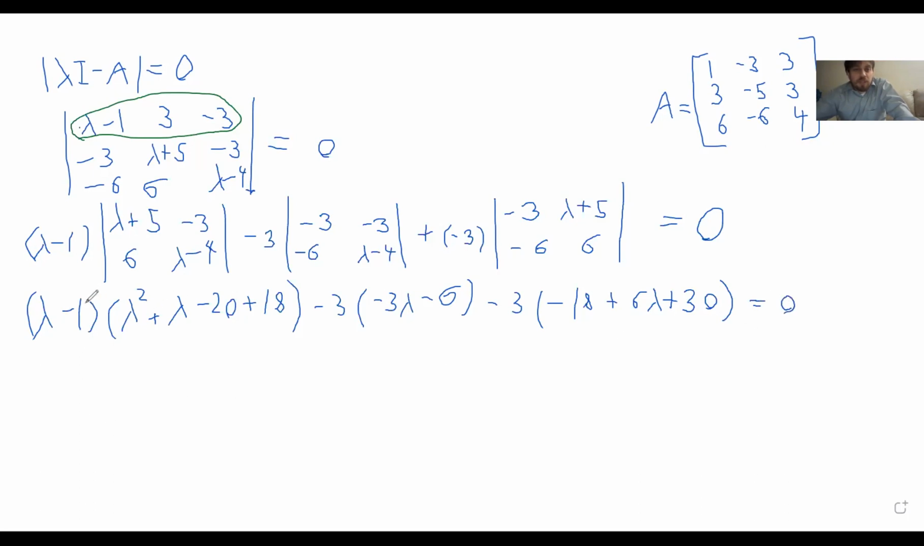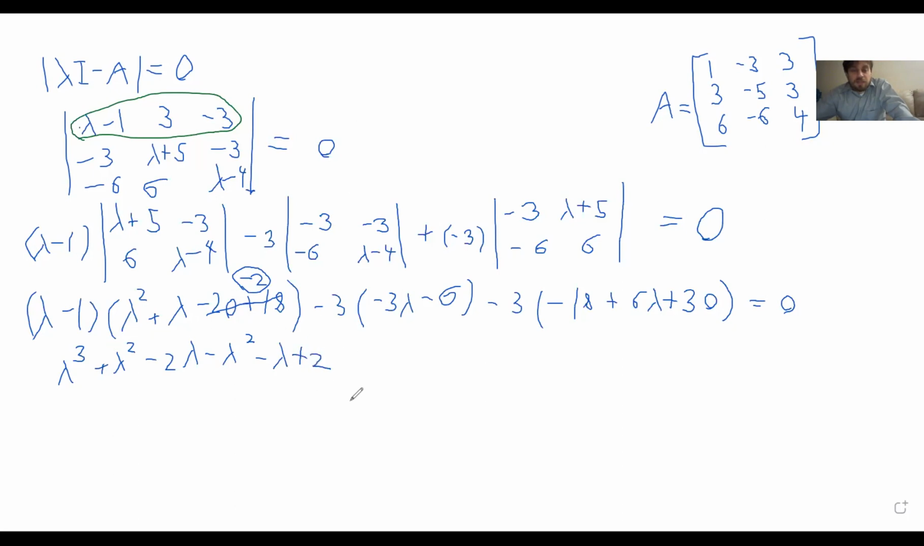So now if you multiply lambda minus 1 times lambda squared plus lambda minus 2, this is minus 2, right? So negative 20 plus 18 is minus 2. So now lambda minus 1 times that, you get lambda cubed plus lambda squared, I'm multiplying everything by lambda, minus 2 lambda. Now I'm multiplying everything by minus 1. So you have minus lambda squared minus lambda plus 2.